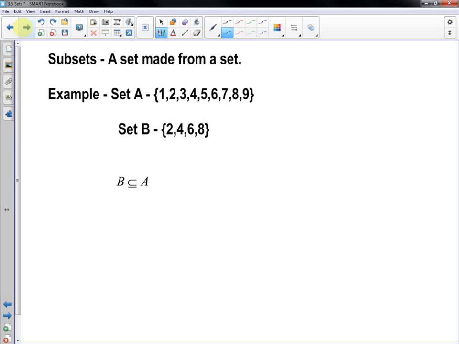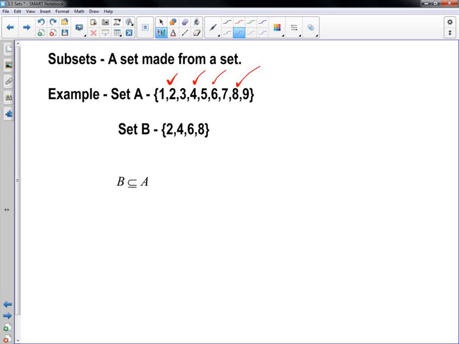All right, a subset is a set made from a set. So if I look here, I have set A, which is the numbers between 1 and 9: 1, 2, 3, 4, 5, 6, 7, 8, 9. Set B is all the even numbers. Now if we look, all of B's numbers are inside of set A, right? So because that's true, set B is a subset. There's no extra pieces, there's no missing pieces. You don't have to use all of the elements, but you just use some of them.